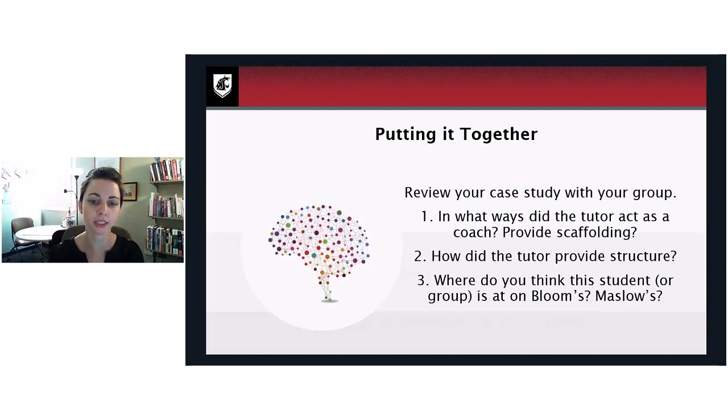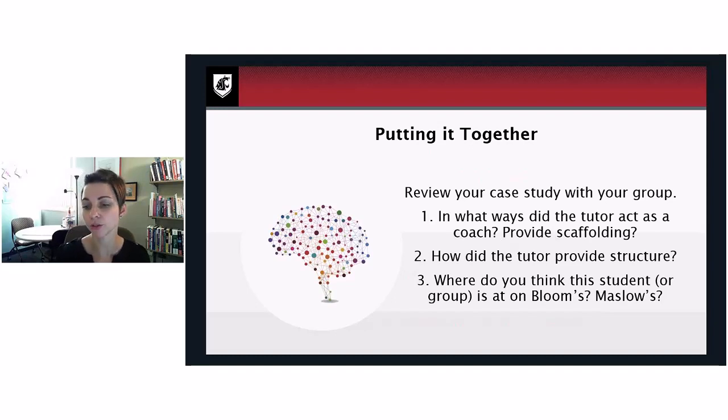I'll then ask you to send that to me once we're all done. That'll be how you complete this requirement for training. So choose a case study and then ask yourself the questions. In what ways did the tutor act as a coach and provide scaffolding? Or in what ways did they not, that you think they could have?